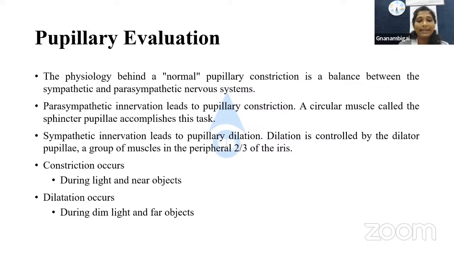Constriction occurs during light and near objects. Dilatation occurs during dim light, far objects, and pharmacological agents.